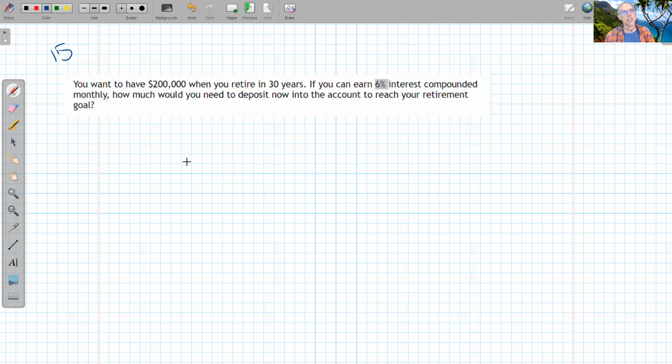So question 15 from lesson 4.7. The important thing to note here is this is an amount we want to have, which is in the future. So this number right here is a future amount. We know we're going to put it in for 30 years, and our interest rate is 6%.